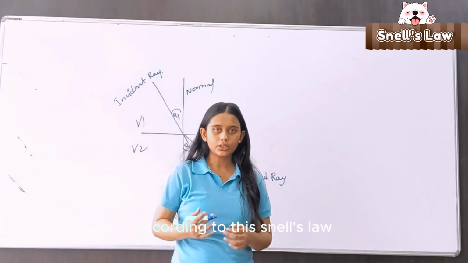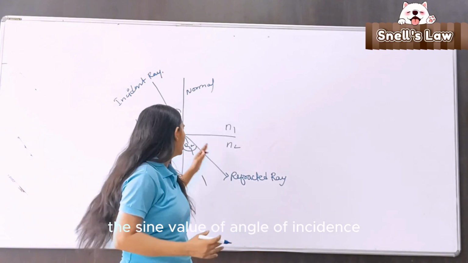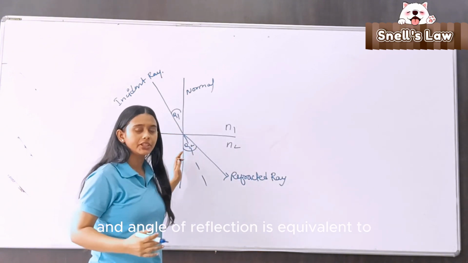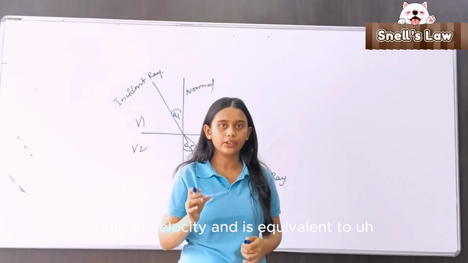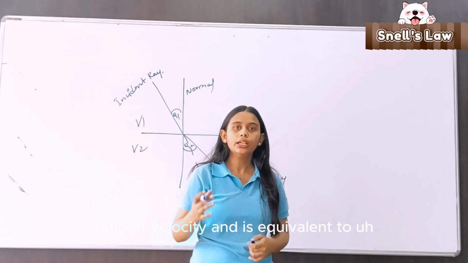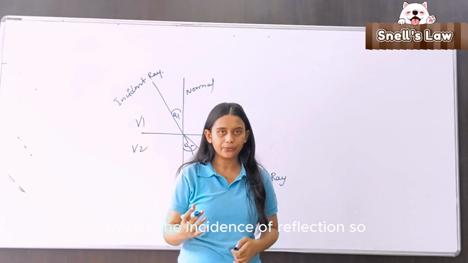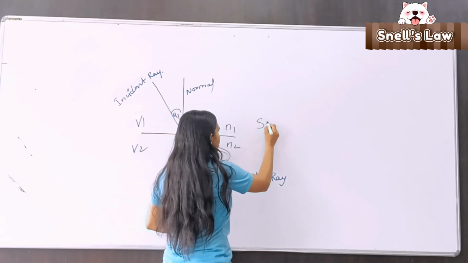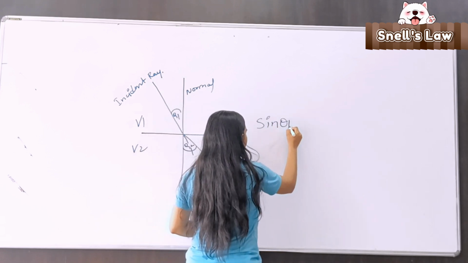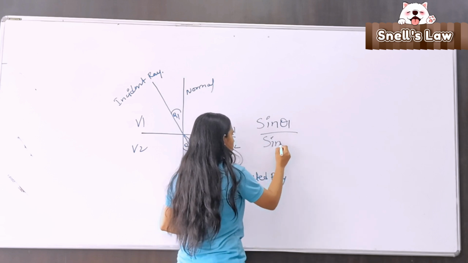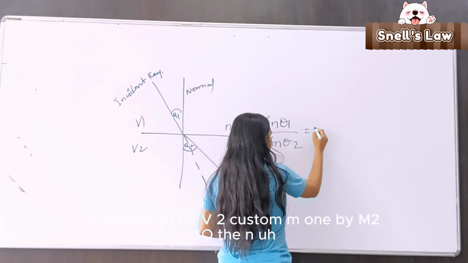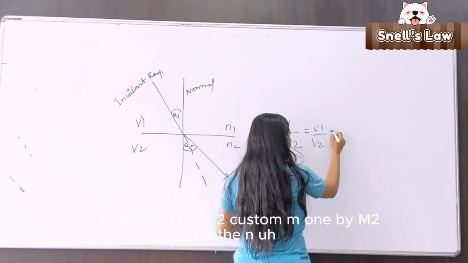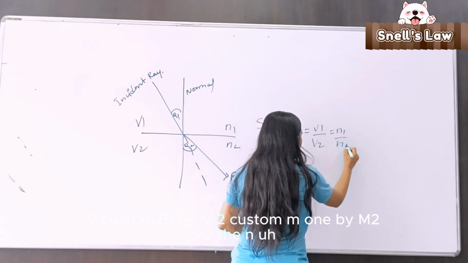According to Snell's law, the sine of the angle of incidence and the sine of the angle of refraction is equal to the ratio of the velocities and is equal to the inverse ratio of the refractive indices. So, sine theta 1 by sine theta 2 equals v1 by v2 equals n1 by n2.